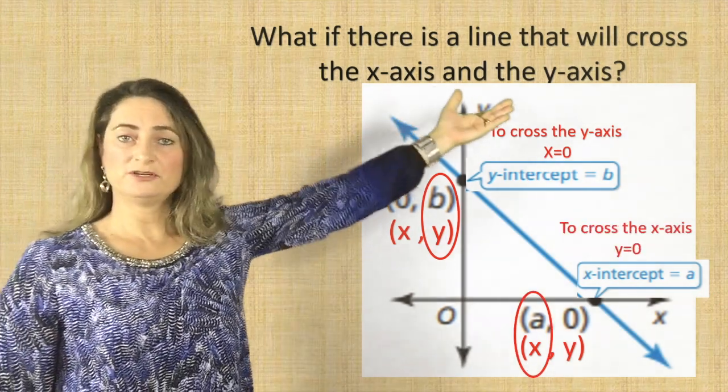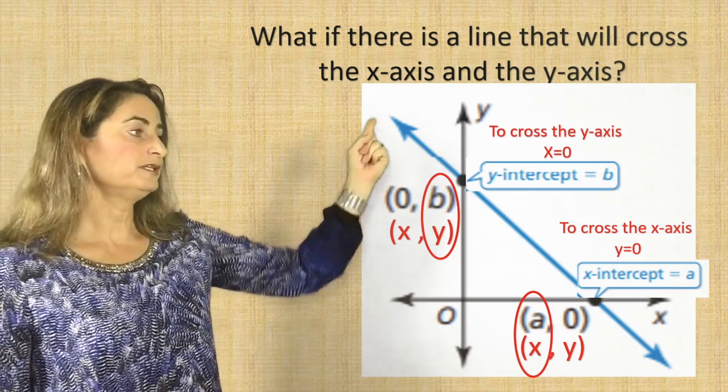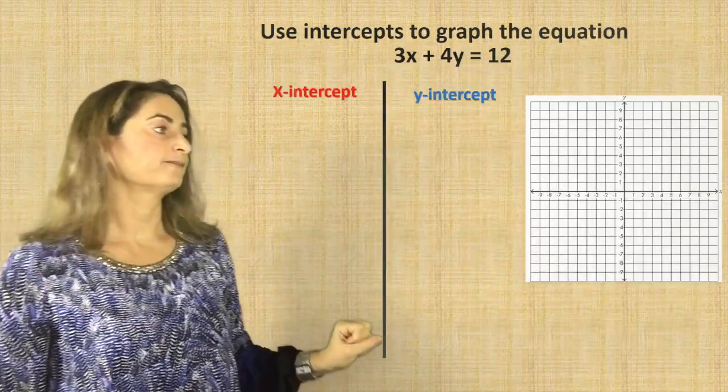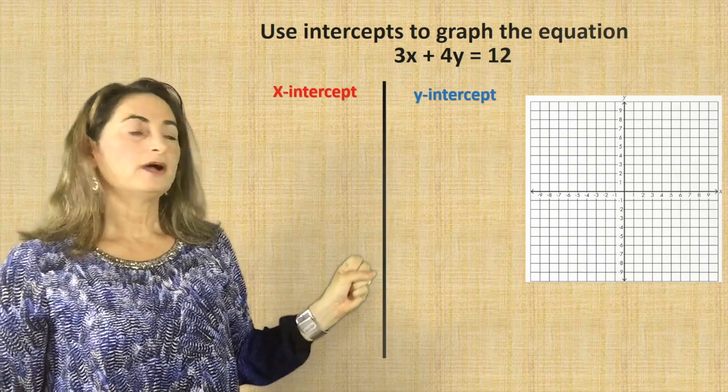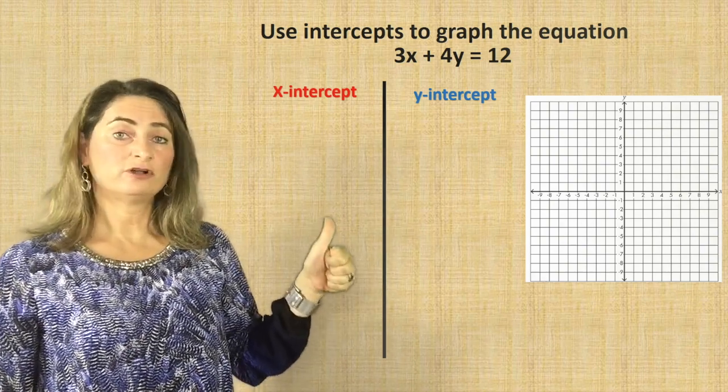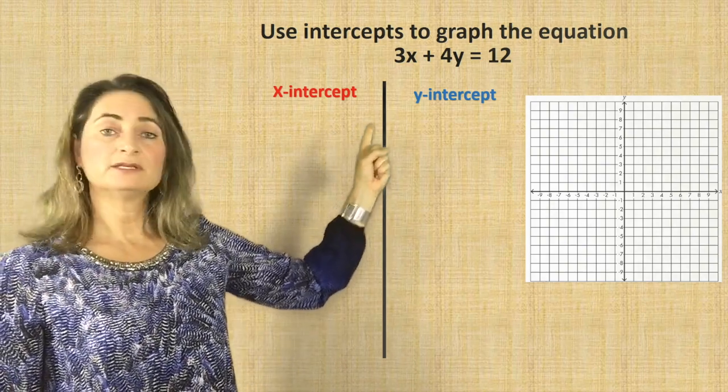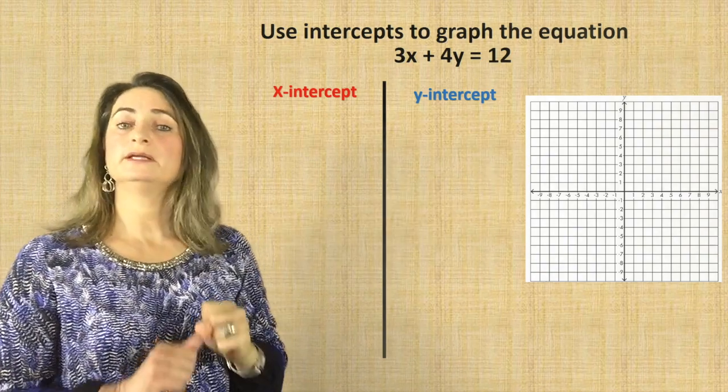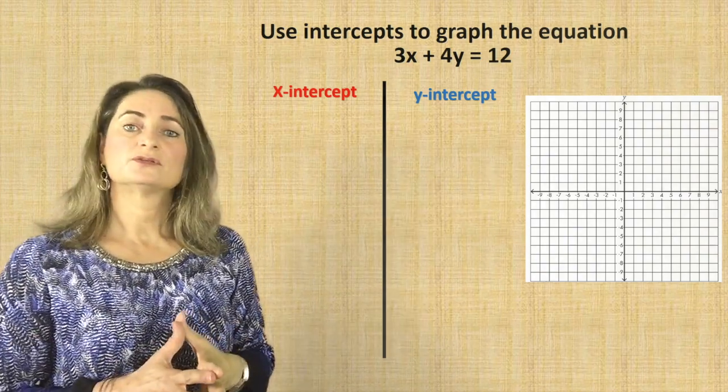How can you use the intercepts to graph an equation? Here's an equation and here's the graph. 3x plus 4y equals 12. So first of all, find the x-intercept, then find the y-intercept, and draw a line. How do we do that?